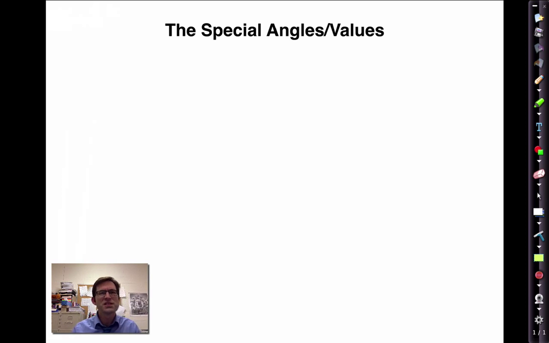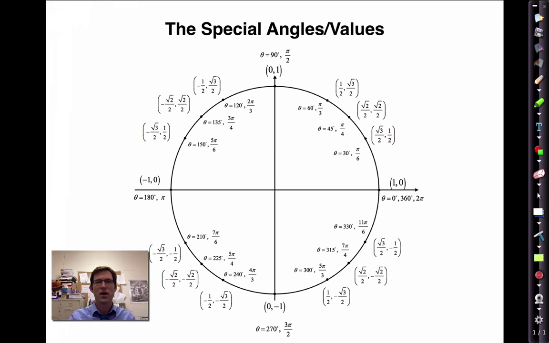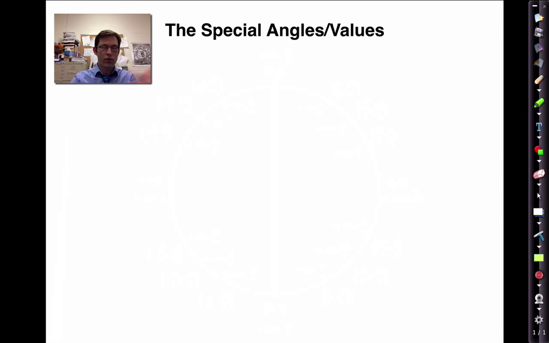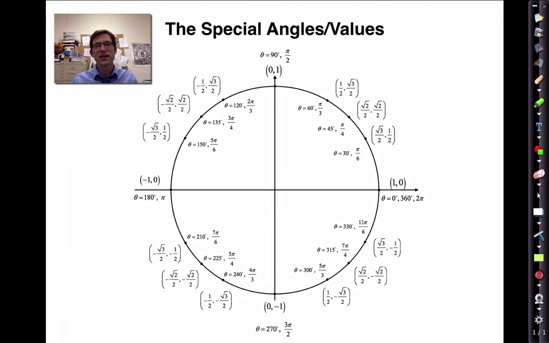All right, the special angles and values. I've got a random blank sheet. Now let's take a look at them. Remember how I was just talking about the 30, the 45, the 60, pi over 6, pi over 4, pi over 3?